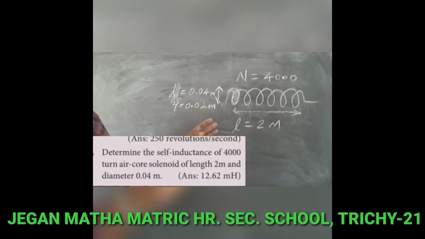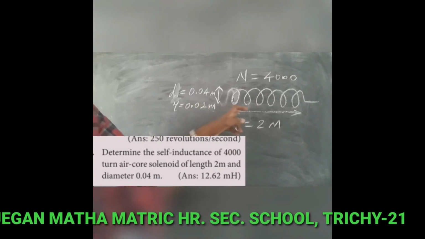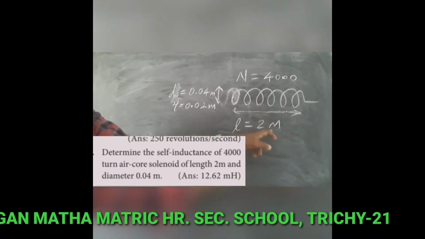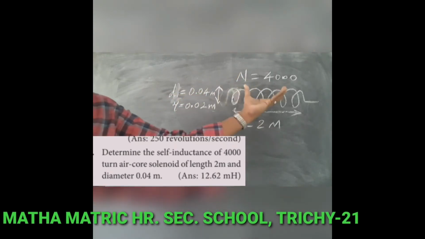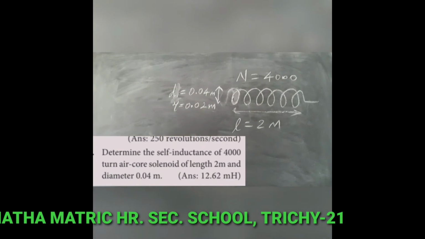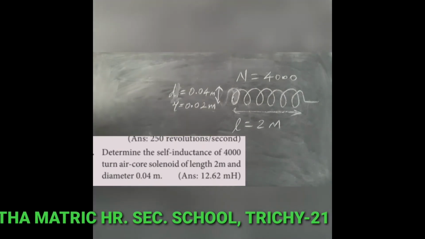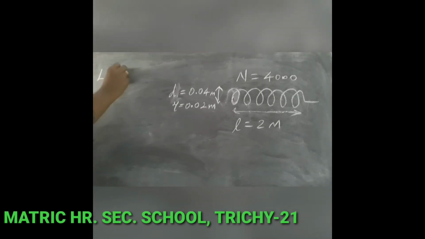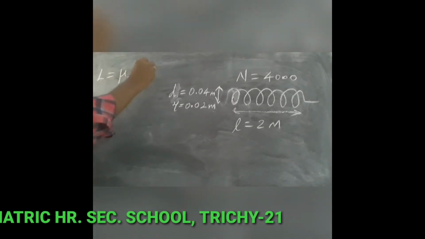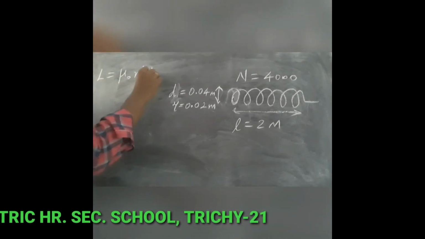Now we have to find the value of self-inductance of the given solenoid, which has the length 2 meter and diameter 0.04 meter. The number of turns in the given solenoid is 4000. We have to find the self-inductance. Directly we can find expression for self-inductance, which is L is equal to mu naught n square AL.